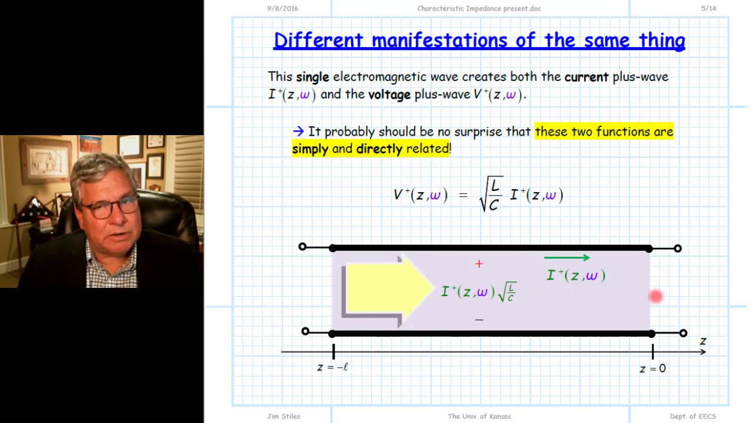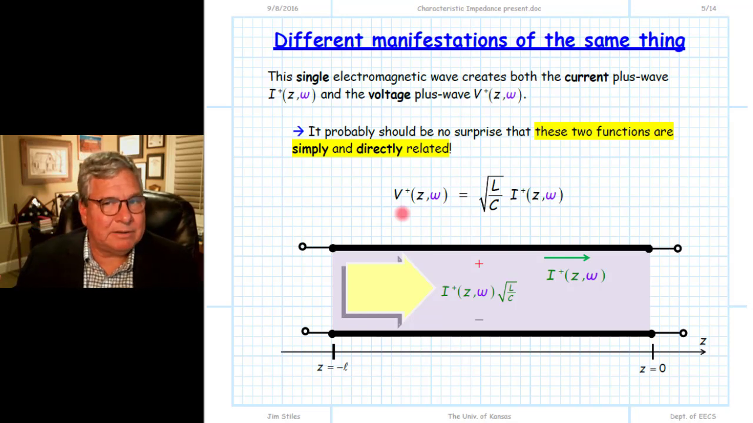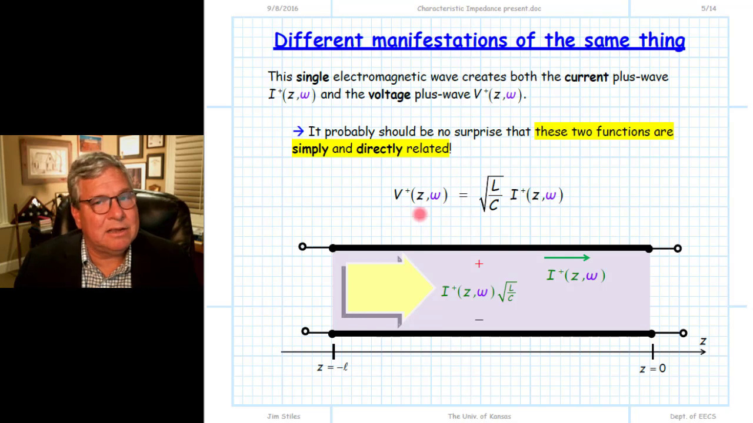Again, what we don't find is a direct relationship between, let's say, V plus and V minus. Those two functions, V plus and V minus, are manifestations of two completely different electromagnetic waves. Later on, we might do something that constrains them, but generally speaking, right now, they could be any two functions. But V plus and I plus are related by this simple real value, the square root of L over C.